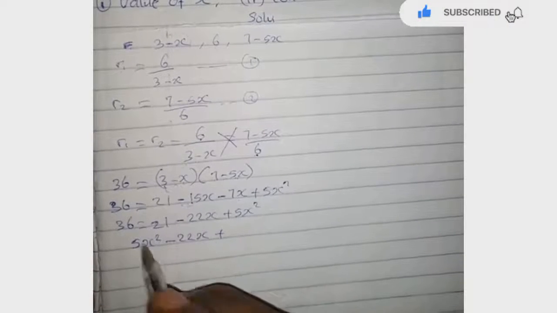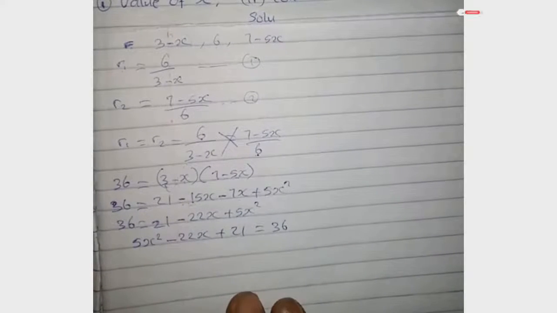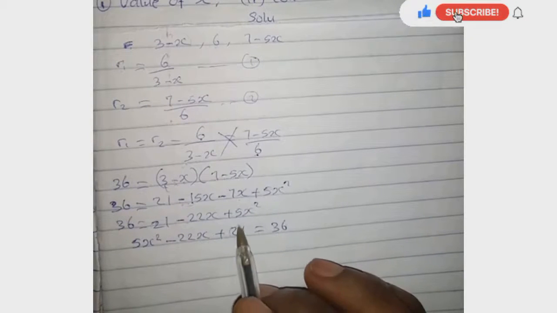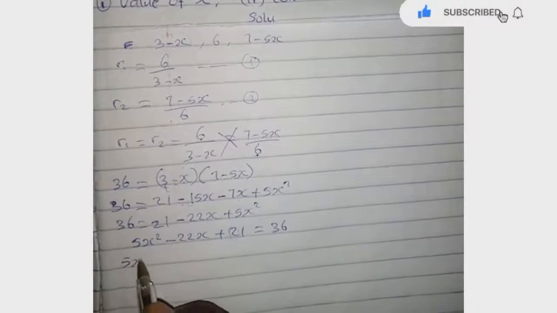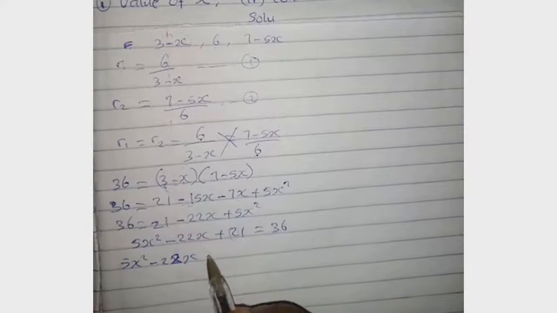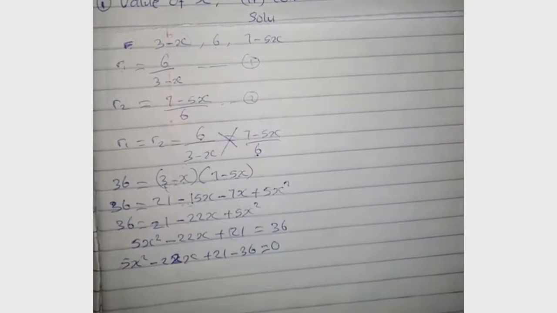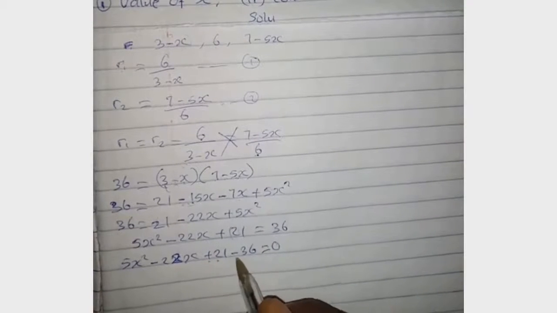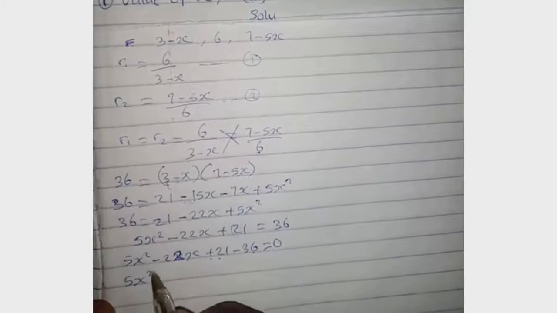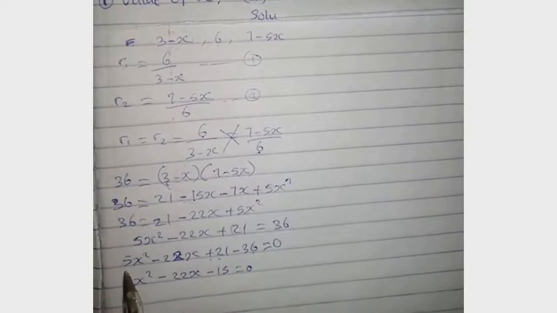We have 5s squared plus 21 equal to 6. In this place now, you can collect like terms. If you collect this one and this one together, we have 5s squared minus 22s. Taking the rest to this side, we have plus 21 minus 36 equal to 0. Now plus 21 minus 36, we have minus 15. So this becomes 5s squared minus 22s minus 15 equal to 0.